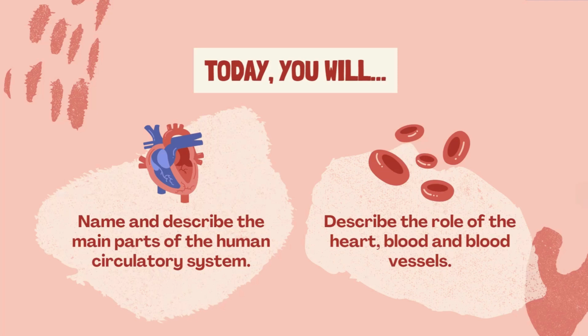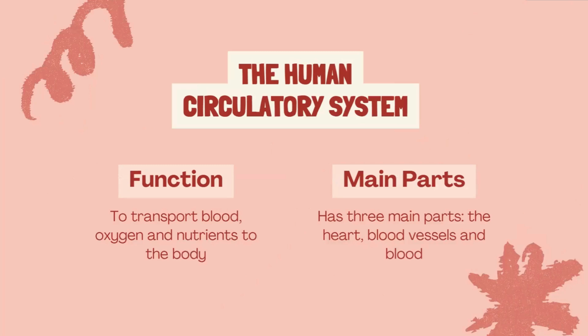The main function of this human circulatory system is to transport blood, oxygen, and nutrients to the body. And there are 3 main parts of the human circulatory system. These are the heart, blood vessels, and blood itself. Let's quickly dive into the heart.